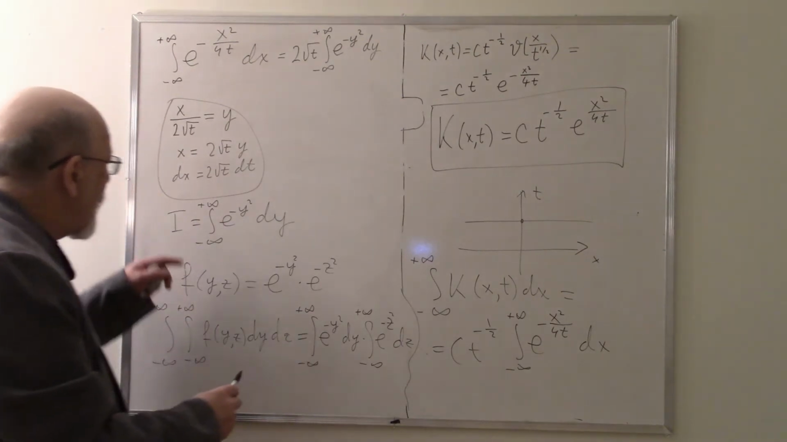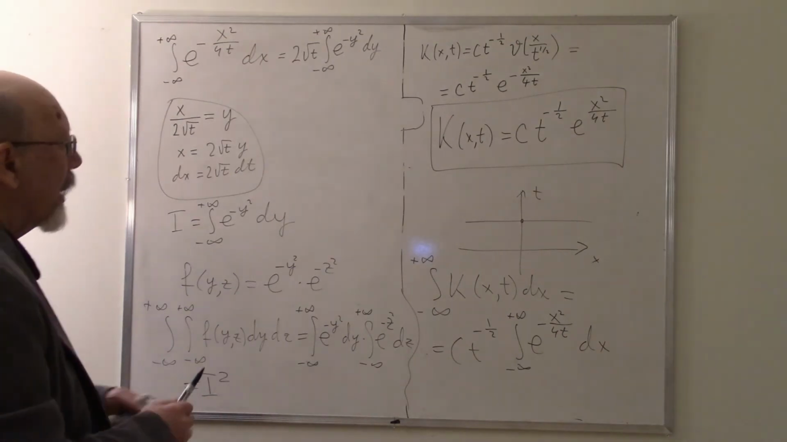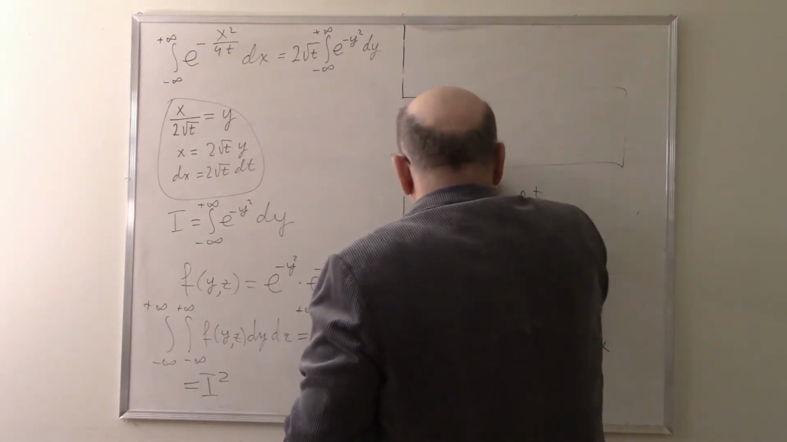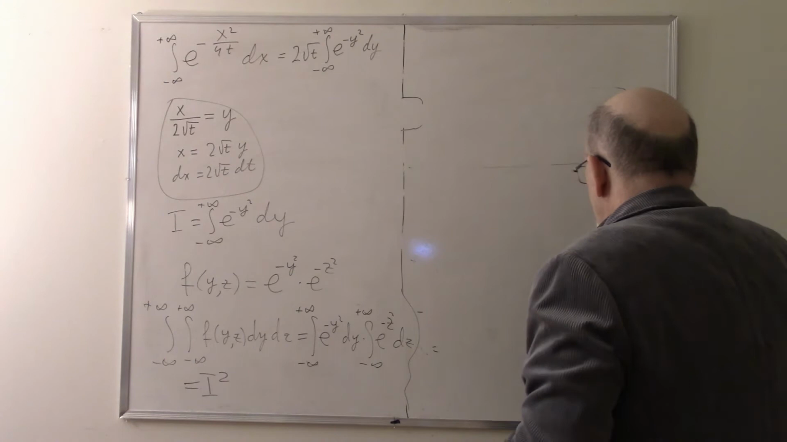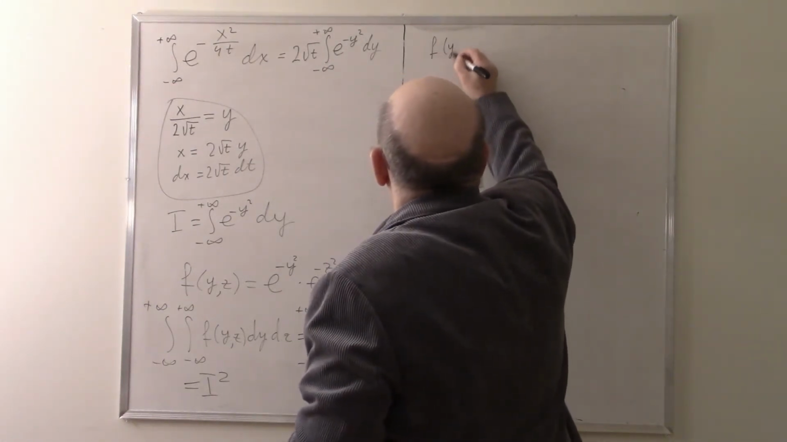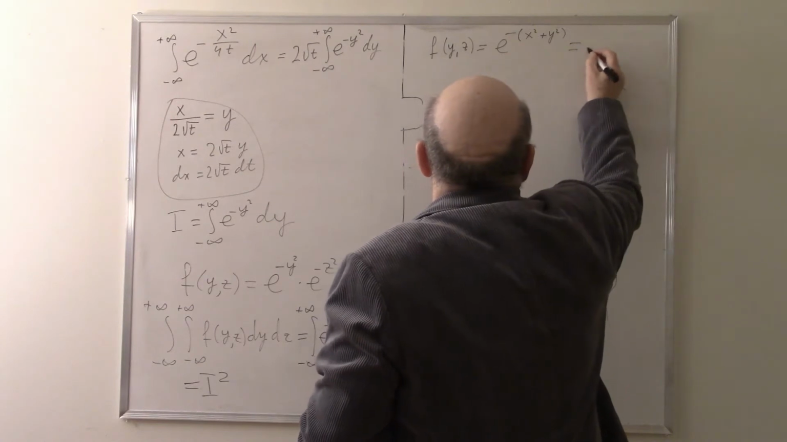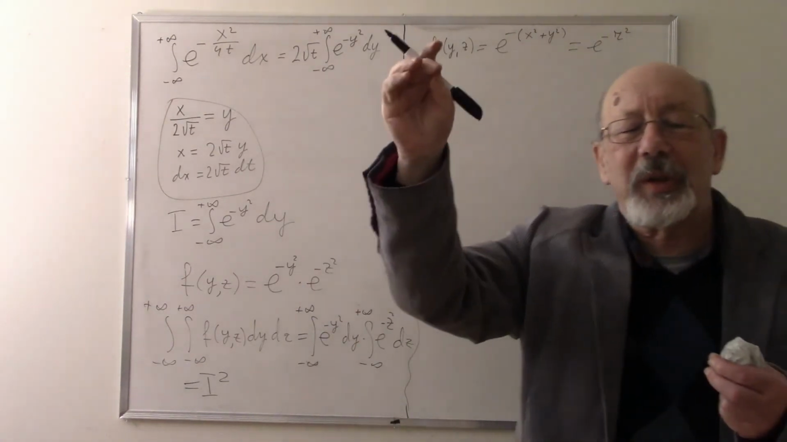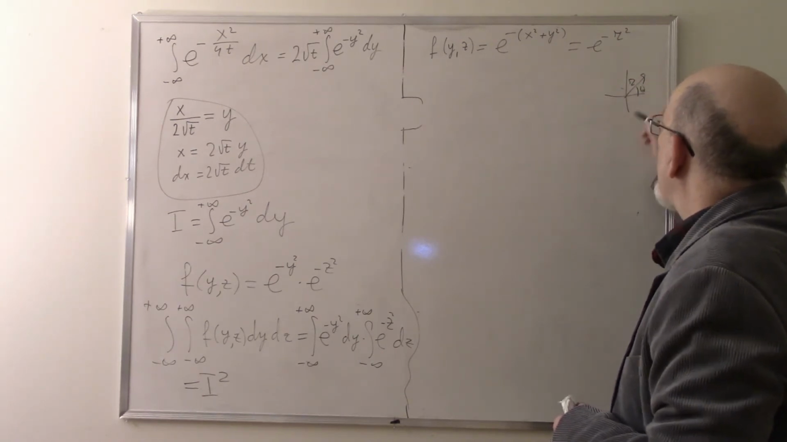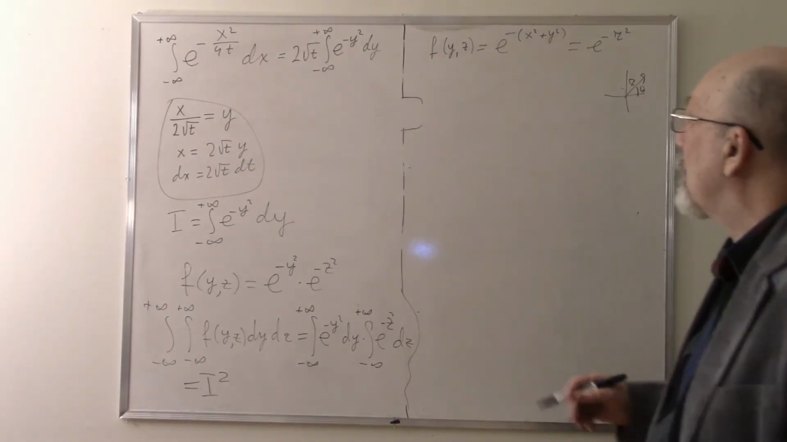No, this is just what we are looking for, I. And this is I, which equals I square. It's on one hand. On the other hand, f of y,z equals e to the minus x square plus y square, which equals e to the minus r square, where r is the polar coordinate. If you go to the polar coordinates, this is r, this is theta. So it is a function depending only on radius, so it's natural to go to polar coordinates.